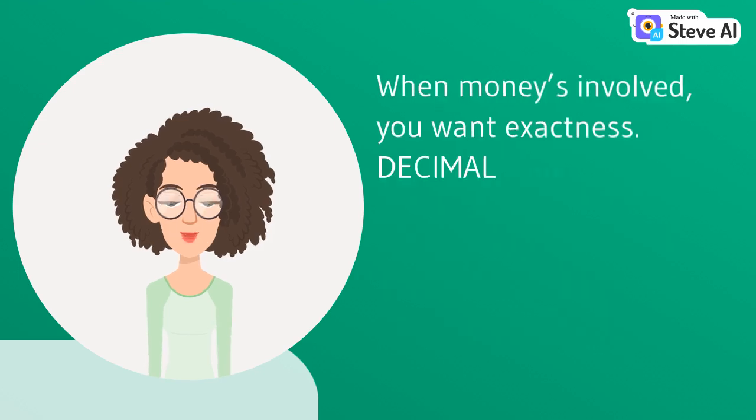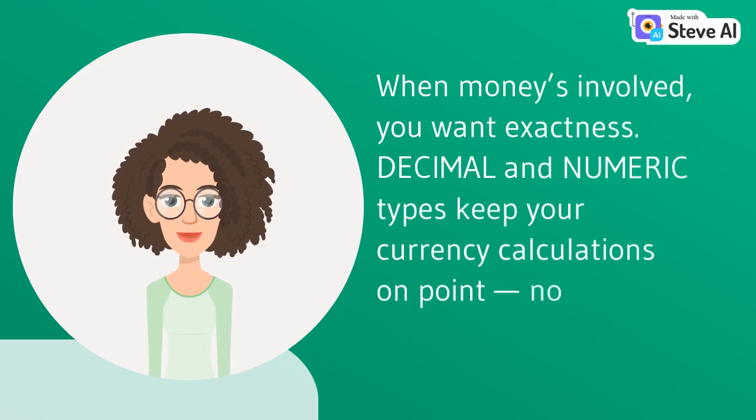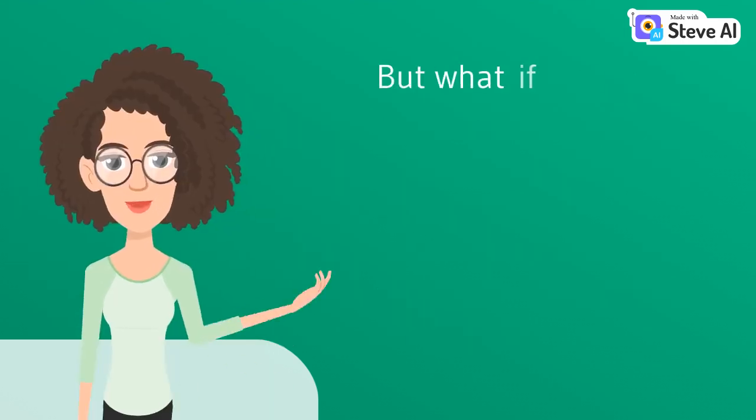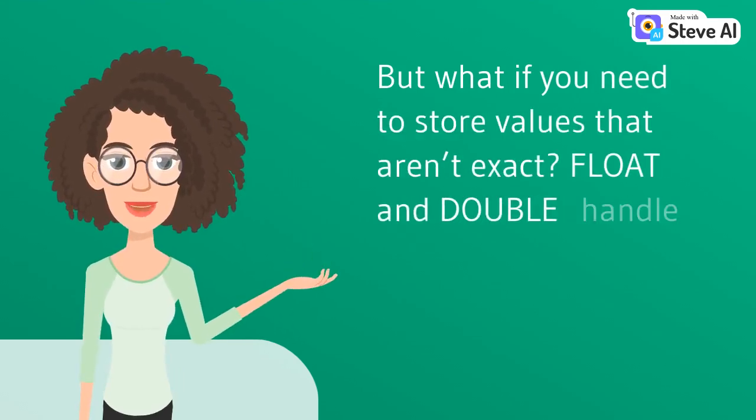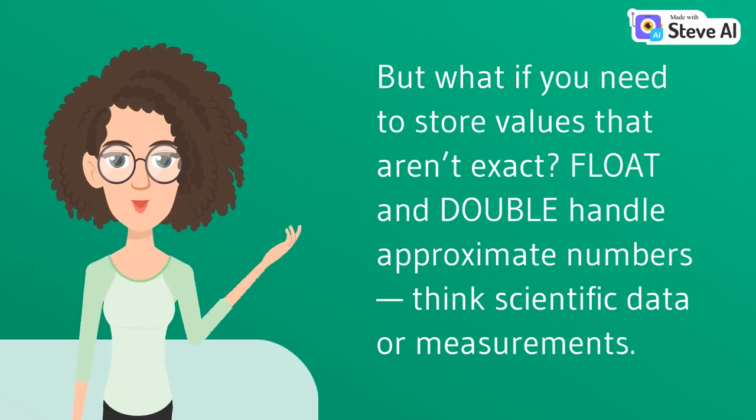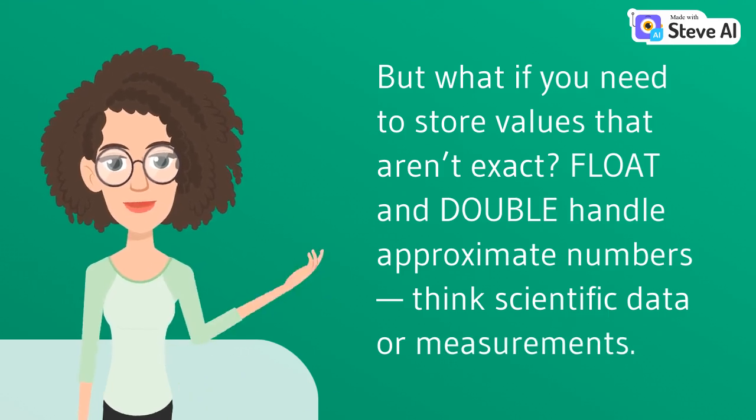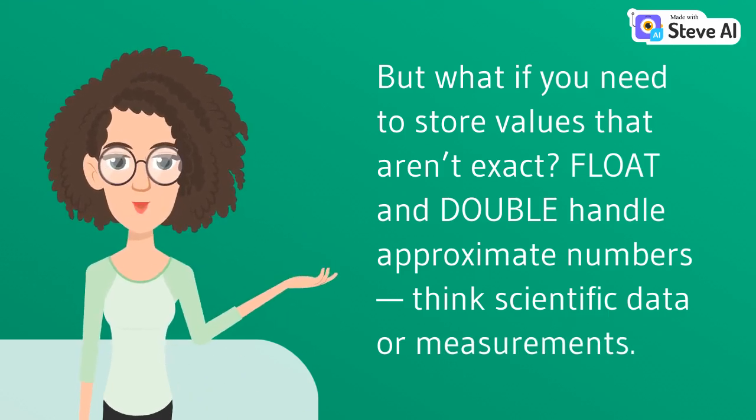When money's involved, you want exactness. DECIMAL and NUMERIC types keep your currency calculations on point. No rounding errors here. But what if you need to store values that aren't exact? FLOAT and DOUBLE handle approximate numbers, think scientific data or measurements.